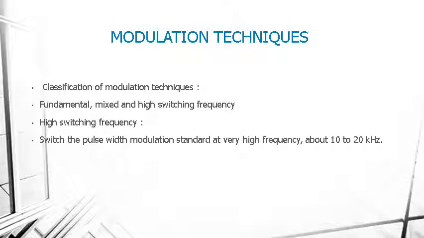There are several ways to classify modulation techniques, and by switching frequency, multi-level modulation can be divided into 3 classes: fundamental, mixed, and high switching frequency. High switching frequency modulations are the adoption of standard PWM to the multi-level, and they are supposed to switch at a very high frequency, about 10 to 20 kHz.